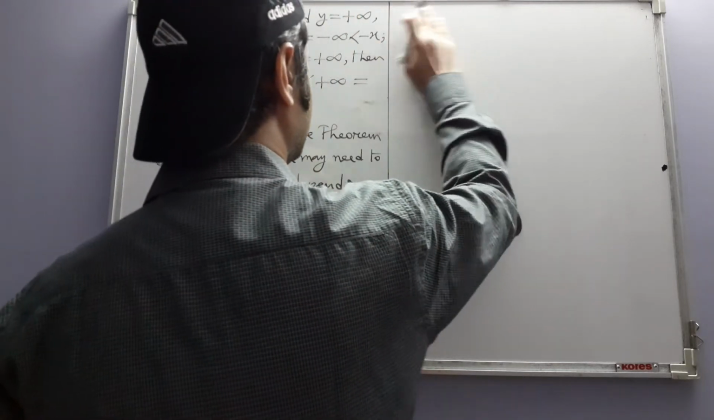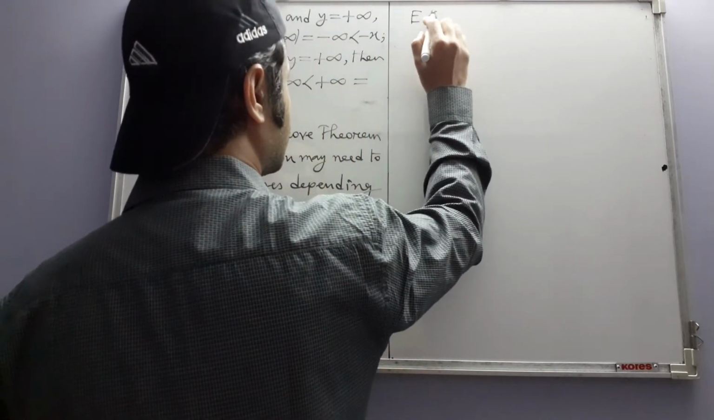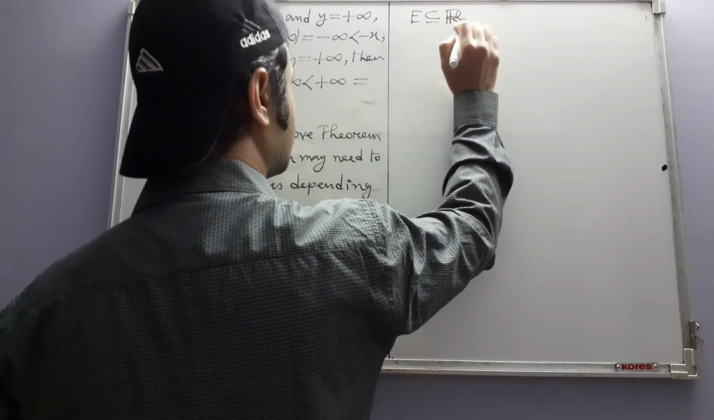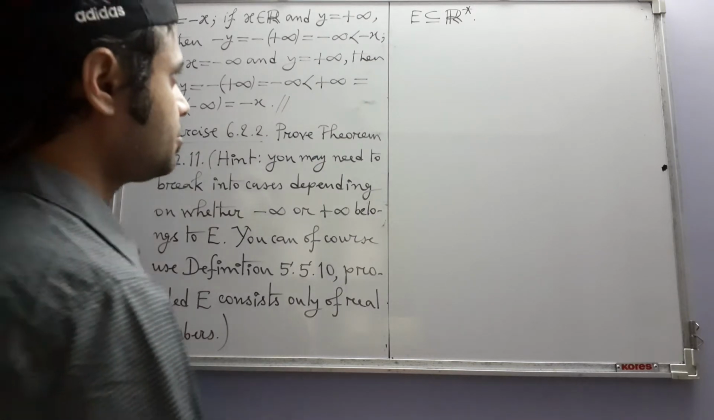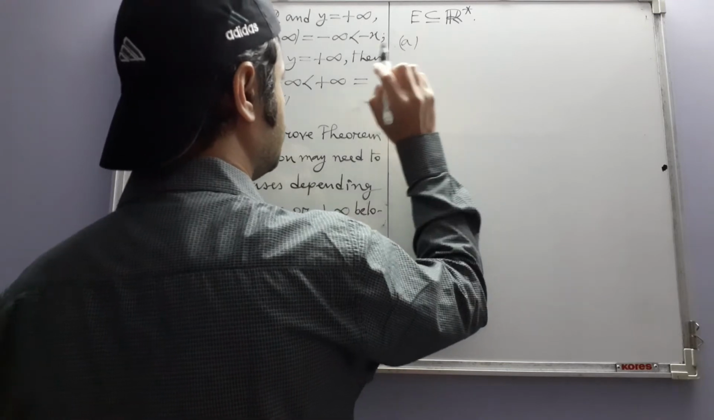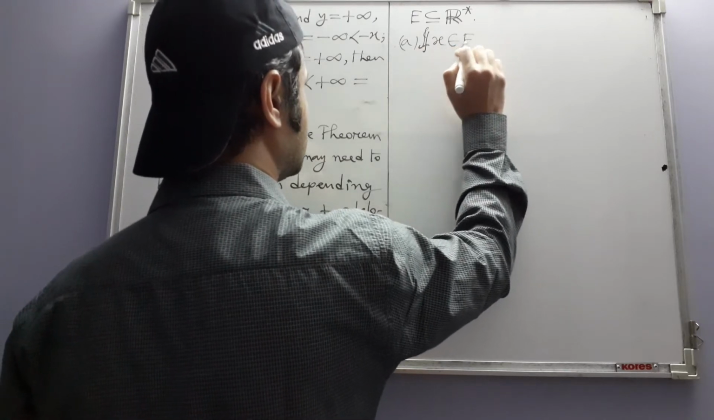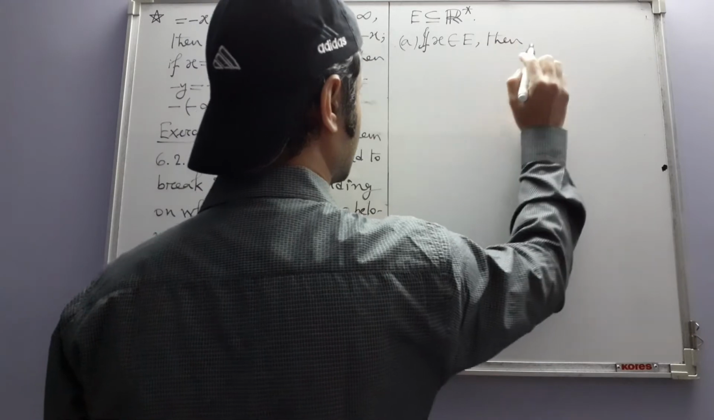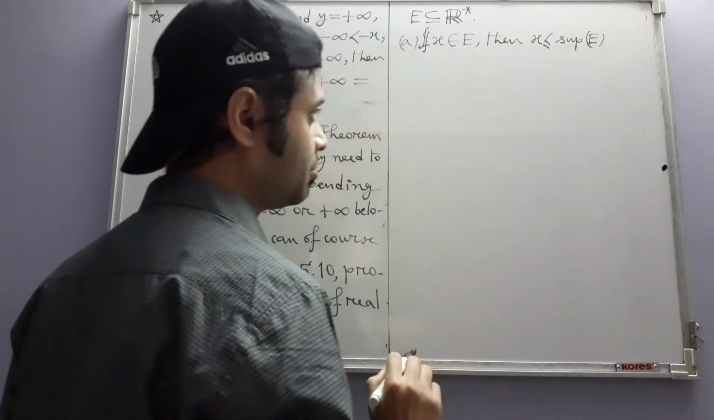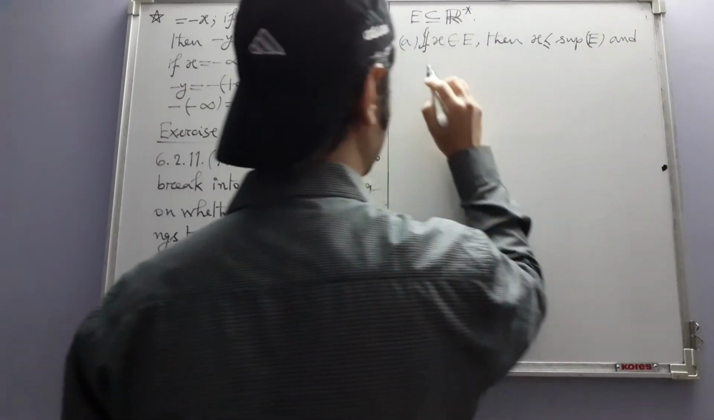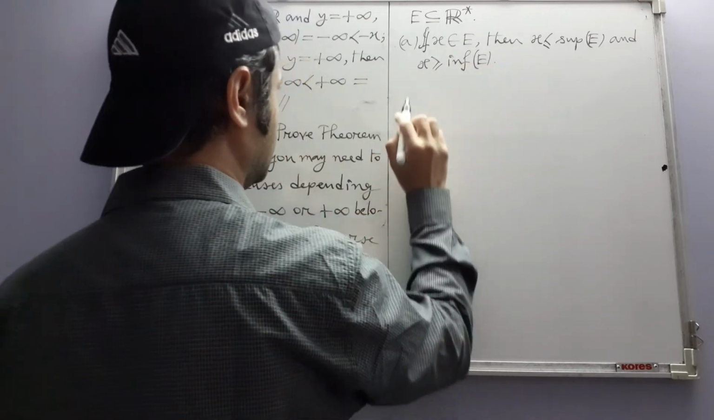So let us now first recall the statement of the theorem, and then we will write the solution. In this theorem, we are given a subset E of the set of extended real numbers. In part A, we prove this. If x is in E, then x is less than or equal to the supremum of E, and also x is greater than or equal to the infimum of E.